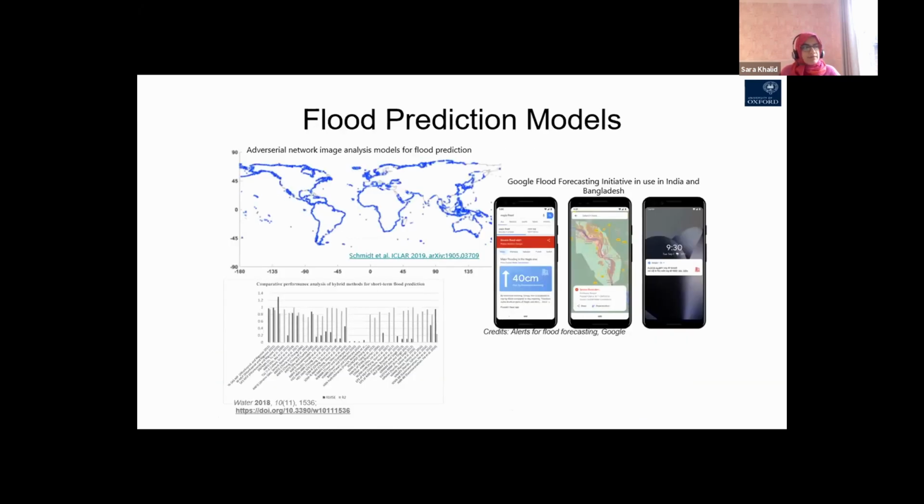And the same is true for flood prediction systems, where, for instance, machine learning models using image analysis technology are supporting local knowledge to provide monsoon warnings in India and Bangladesh, where monsoon is a big annual problem.